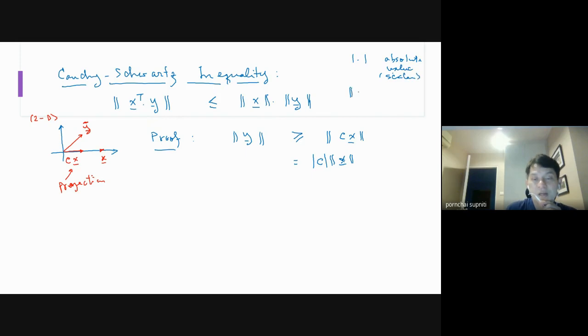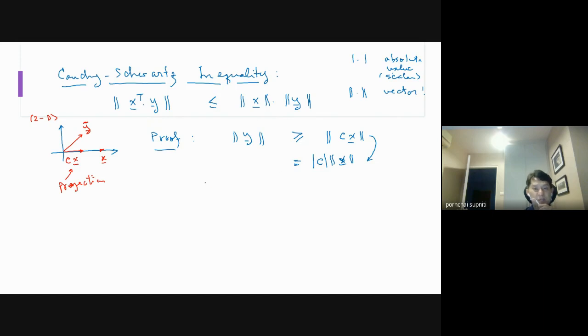But when we do the size like this, this is for vectors. So we use a different notation to separate. And when we write equals like this, it means this line is equal to this line. But the size of y is still greater than or equal to c times the size of x. So this is what we mean.